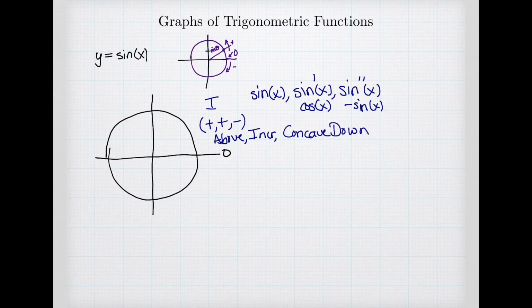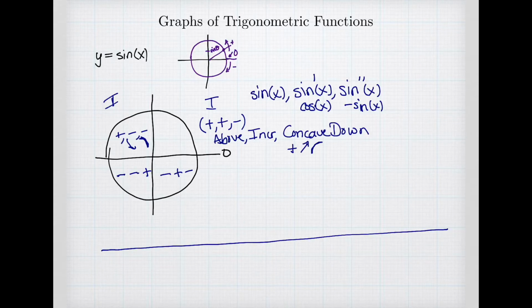So let's summarize that by saying positive, increasing, and concave down. In quadrant 2, I'm still positive for the sine. My x-coordinate, the cosine, is now negative, and the opposite of my sine is negative. And so I'm going to be above the axis, decreasing, and concave down. So my graph has a decreasing shape. What this allows me to do is imagine, as I'm going around the circle, in each quadrant, I can think about the values of my function and its derivatives so that I can imagine now creating a graph of my function.